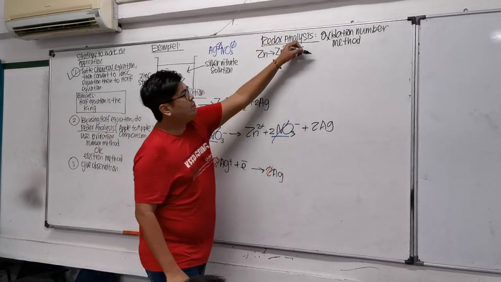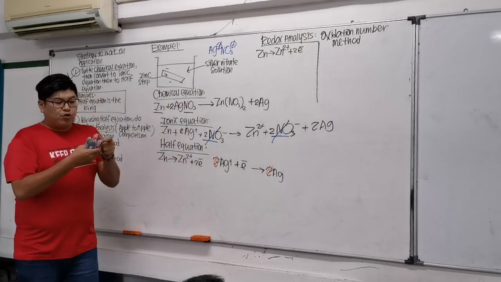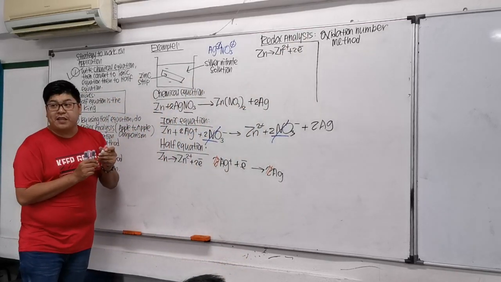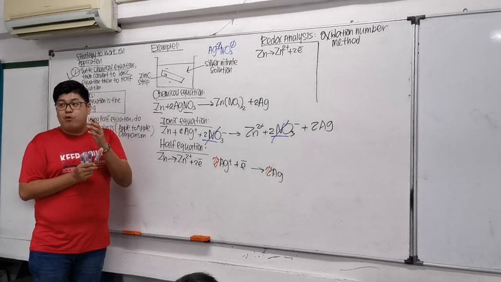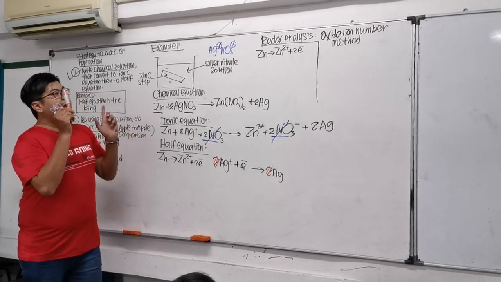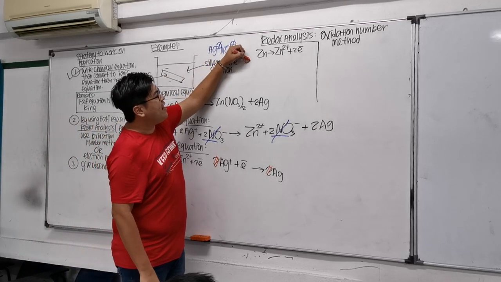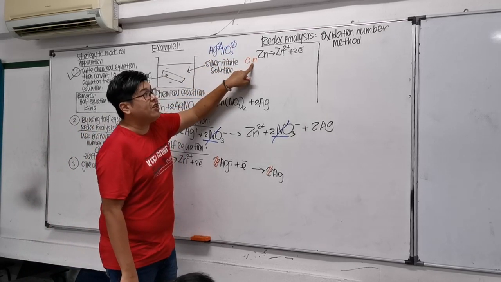Now, can we do this together? Let's use oxidation number method. We learned oxidation number method 2 weeks ago. So I want everyone to participate. Let's do this together. Everyone, can we list out the oxidation number together? ON stands for oxidation number.